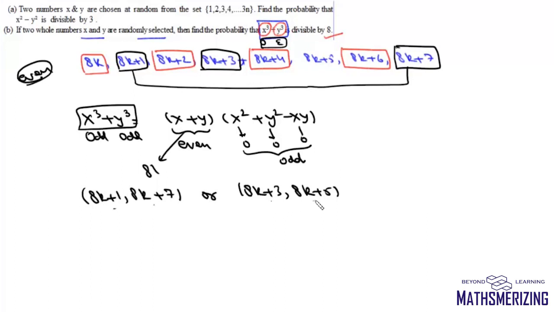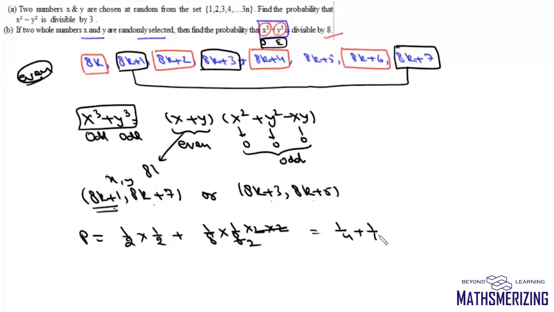Now we'll start writing this probability. Now this probability will be equal to, first case, when both of them are even. Now the first one is even, then it can be 4 cases out of any 8 cases, so it will be simply 1 by 2. The other one will also be 1 by 2, plus, now this case when one of them is 8k plus 1, so this probability is 1 by 8 into the other one is 8k plus 7, which is 1 by 8, into 2, because x and y can be interchanged, and then the second case which again is into 2, so it will be 4 by 2. So this probability is simply 1 by 4 plus 1 by 16, which is 5 by 16.